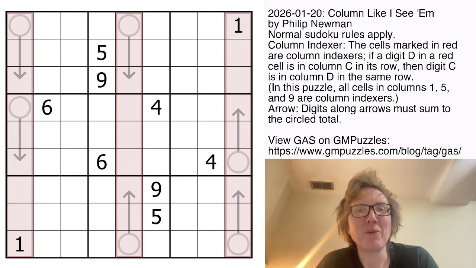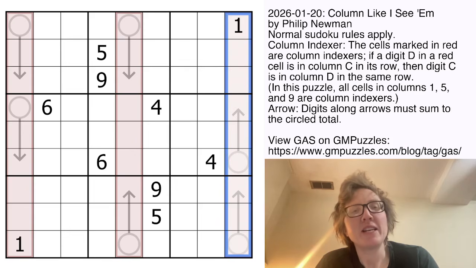So the rules for this one are a little bit arcane. This is a 159 Sudoku. In 159, you have three pink columns, the first, the fifth, and the ninth columns. And that tells you that digits in that column represent where the 1, 5, or 9 go in that row.